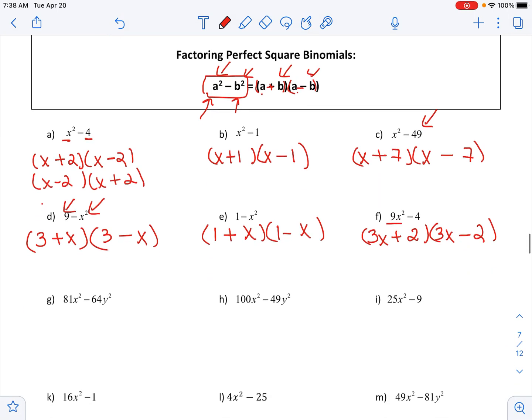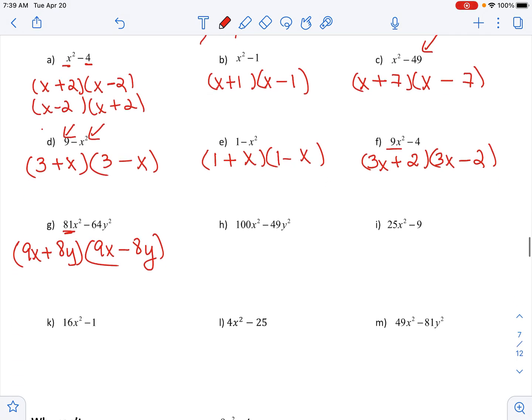Okay, let's try one more together. Set up your parentheses. Square root of 81 is 9, but there's x squared also, so it's 9x, 9x. One's a plus, one's a minus. Then you've got 64, which is 8, but you've got a y squared there as well. So one's 8y, the other one's also 8y.